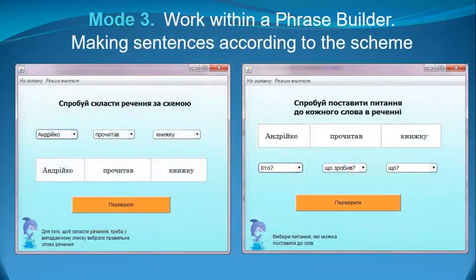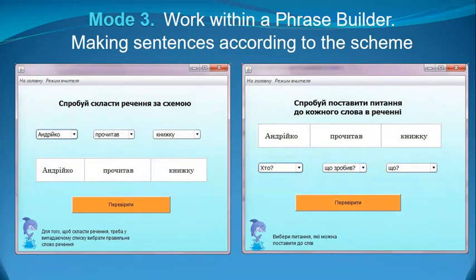The next mode, which is realized in the simulator, is aimed at progressing the student's skills of composing sentences and phrases of various types. For this purpose, the simulator implements the so-called phrase builder, which offers the student two types of speech learning activities. The first type focuses the student on building phrases according to the scheme and comparing their own sentence with the sample.